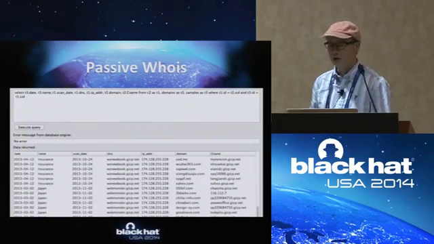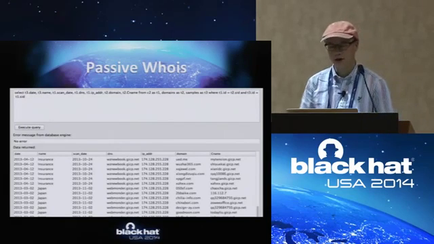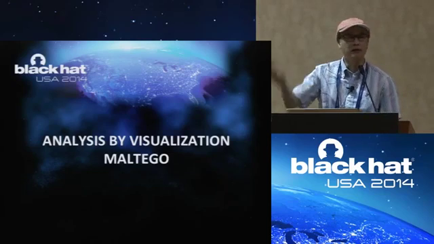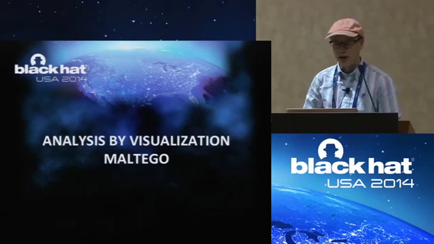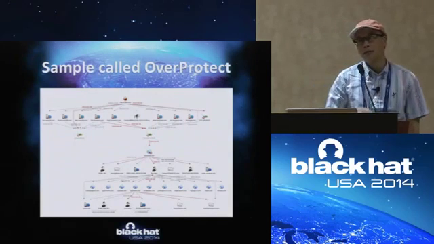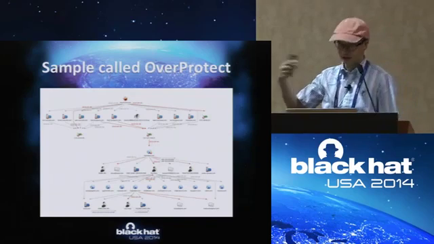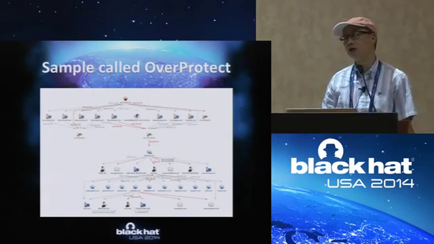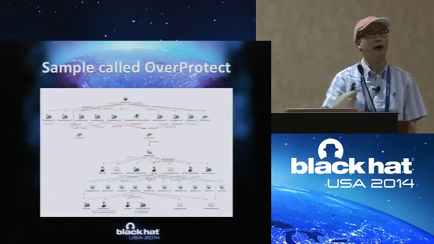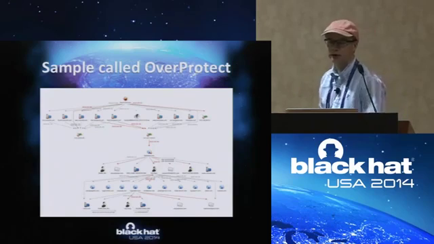So this is one of the two samples that I gather, so that I can try to correlate the relationship between them. After I collect everything from my tool, I put it into Maltego to do visualization. You know that Maltego can query from the internet, but I created my local transform to use Maltego to query my database. This is one of the samples I call overprotect.